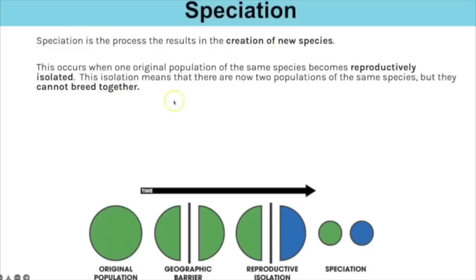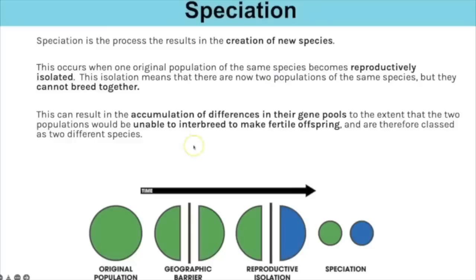And this occurs when one original population of the same species becomes reproductively isolated. That isolation means that there are now 2 populations of the same species, but they will not breed together. So that can result in the accumulation of differences in their gene pools to the extent that those 2 populations would be unable to interbreed and make fertile offspring if they were then able to reproduce. So there has to be something that is preventing them from reproducing with individuals from those separated populations, and therefore over many, many generations of those 2 populations accumulating different mutations, we end up with them having such different DNA that they cannot make fertile offspring.